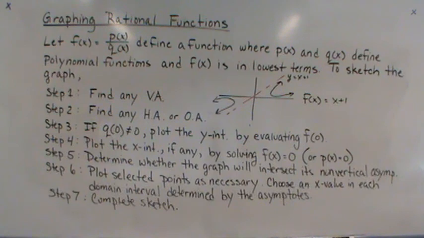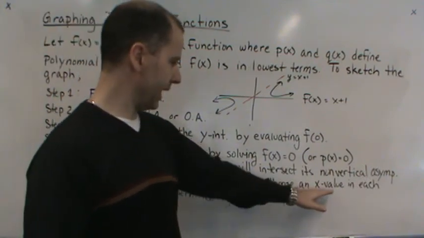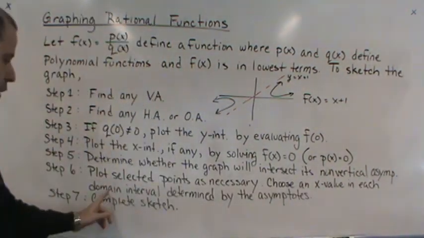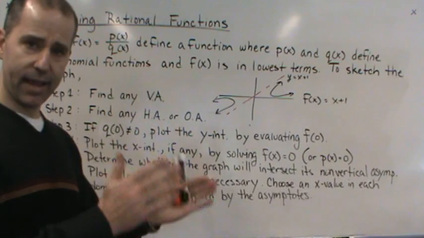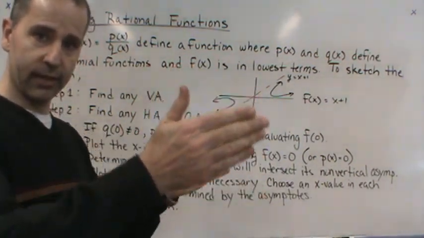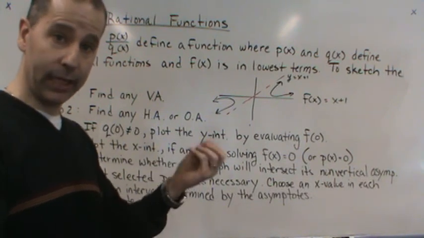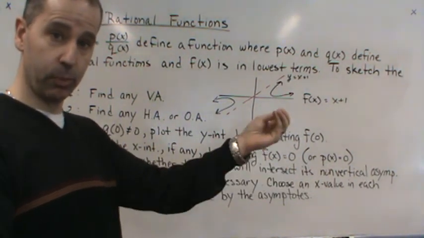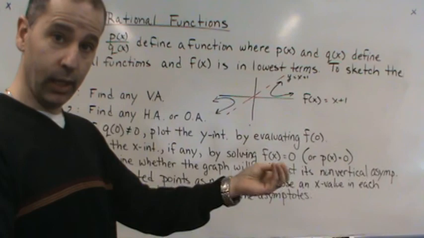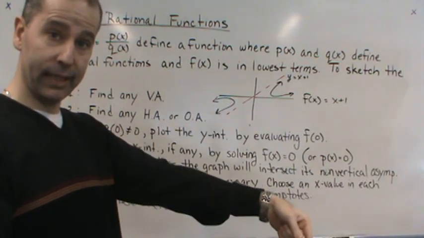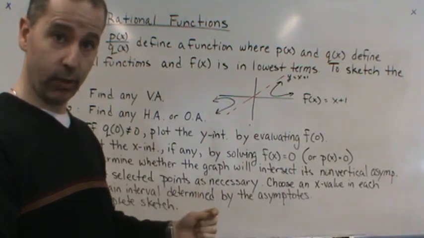Then step number 6 is you plot the selected points as necessary, and you want to choose an x value from each of the domain intervals, because the asymptotes are going to cut the domain into intervals. So you want to pick a point in each one of the intervals to plot to help you determine what's going on in that interval of the graph.